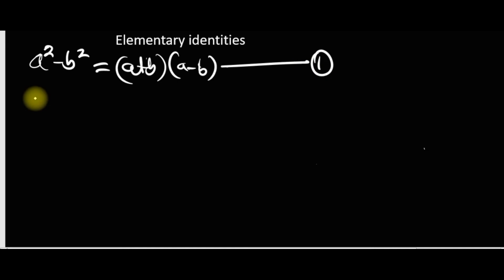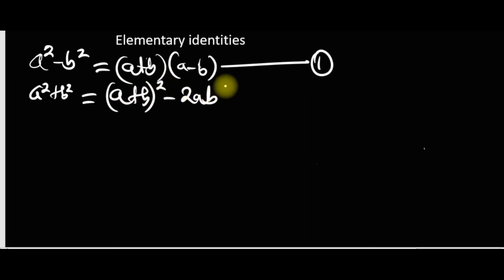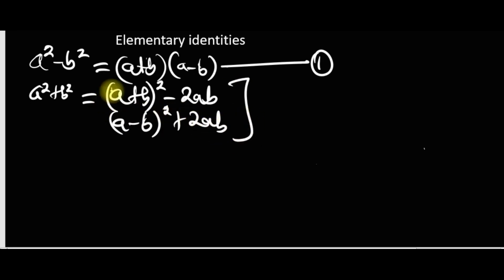So the second one is addition of 2 squares. A squared plus b squared is equal to a plus b squared minus 2ab. So though you can write it as a minus b squared plus 2ab. So we have two expressions for this.